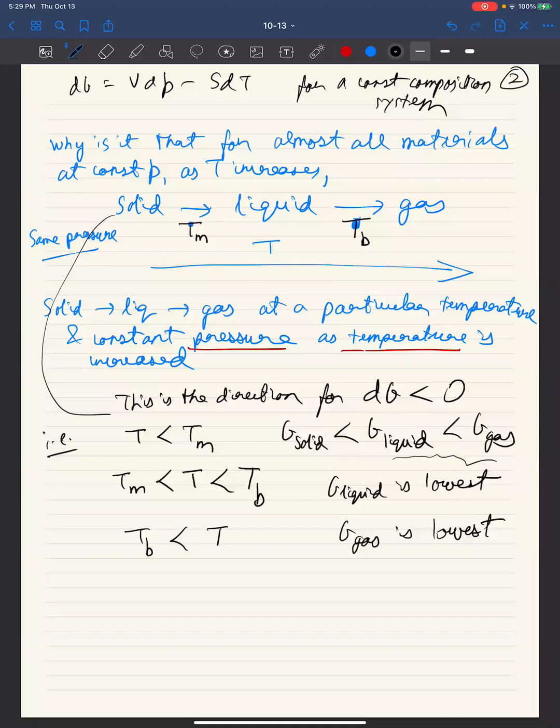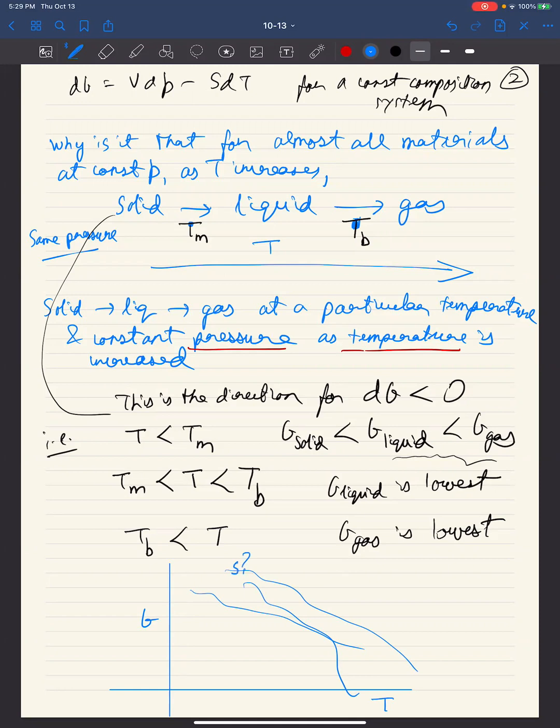So we want to construct a plot for G versus temperature, and we want to draw curves for all three phases. One of these is going to be solid, one of these is going to be liquid, one of these is going to be gas, maybe the other way around. That's why I put a question mark. And we want to see how these curves look like, okay? And we are starting at 0 Kelvin and going to very, very high temperature. Okay, so let's do that.